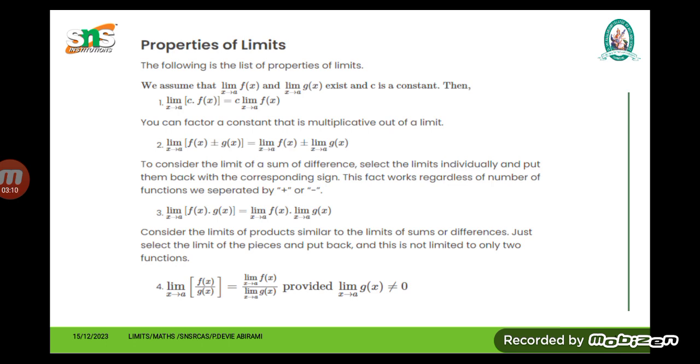Third property is the product property. Limit x tends to a f of x into g of x. That is, I am applying a limit for the two functions separately. Limit f of x into limit g of x.